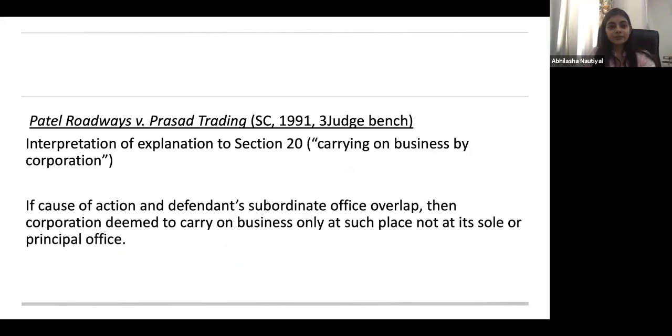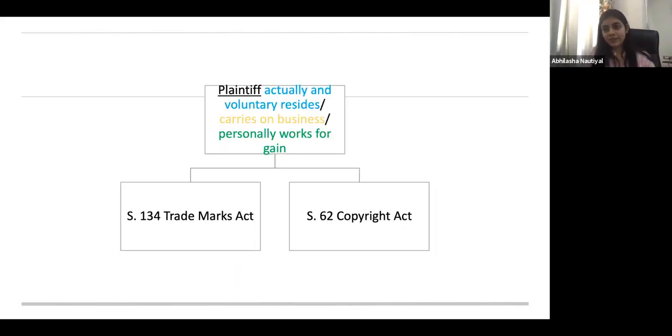Now we bring the two provisions of the Trademarks Act and the Copyright Act into the mix. Here is the additional forum that is granted under both the statutes, and it's very similar in language, which is why I've placed it together. The additional forum is this: where the plaintiff actually and voluntarily resides, carries on business, or personally works for gain. So here, instead of the defendant, it's based on the plaintiff. So it's an additional forum.